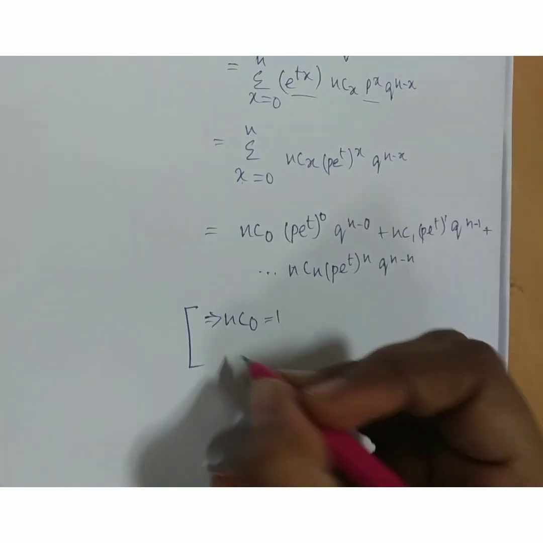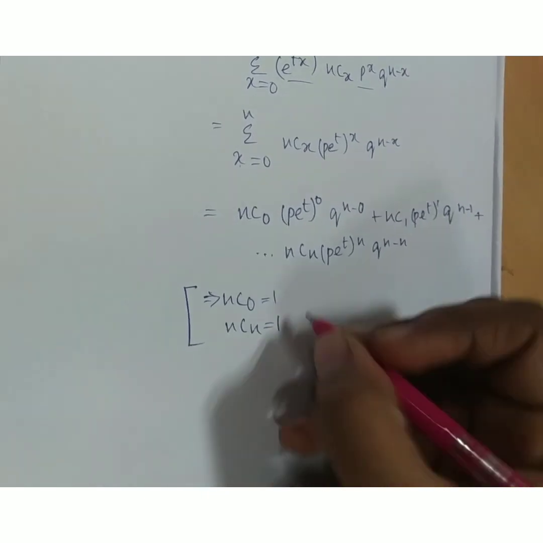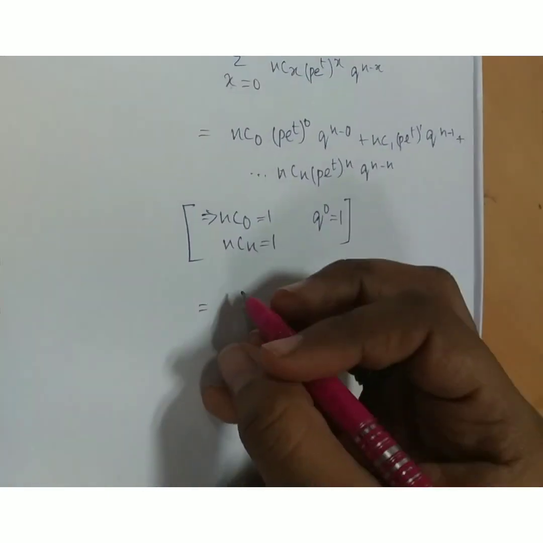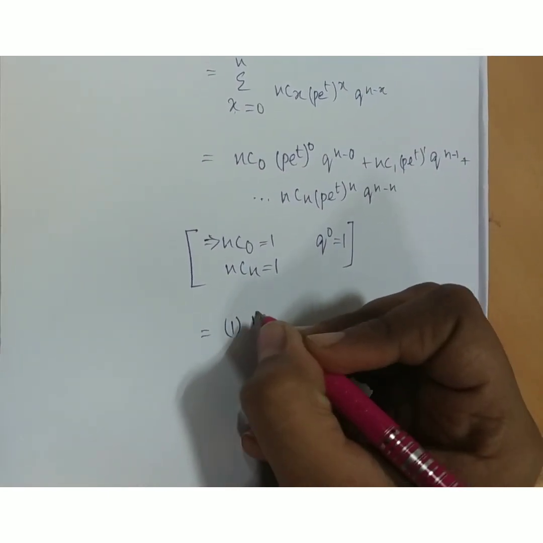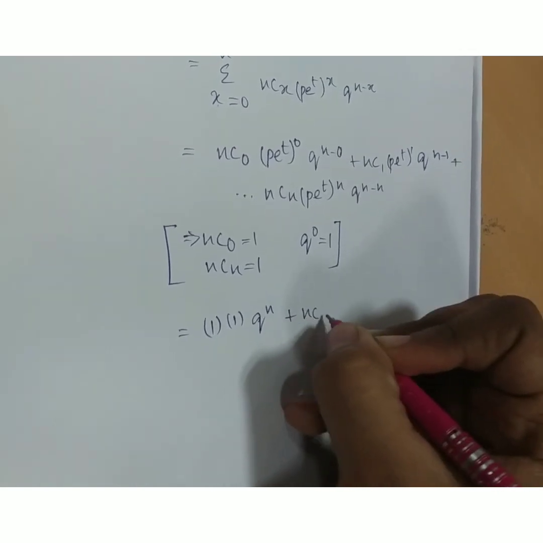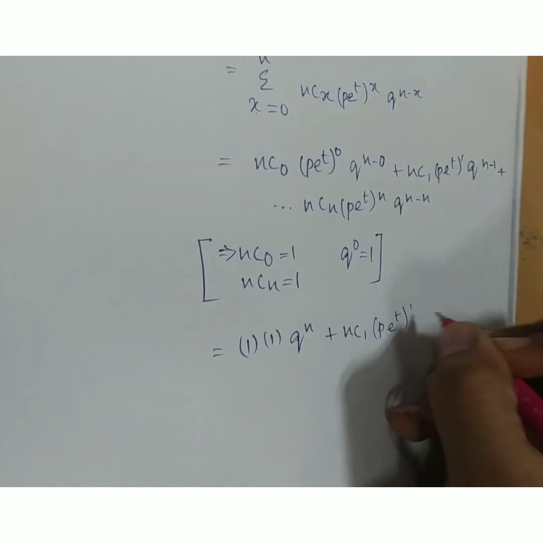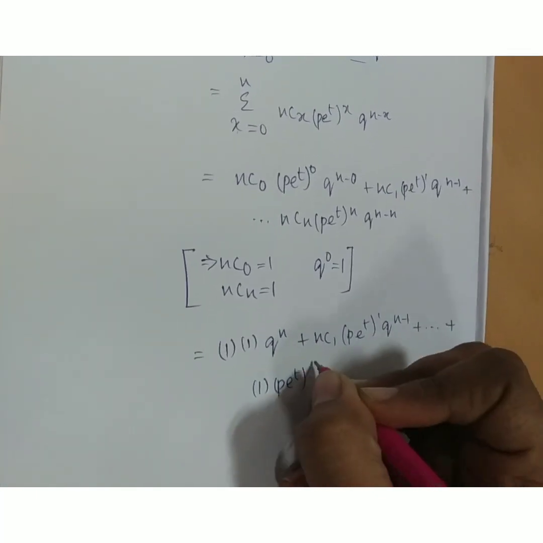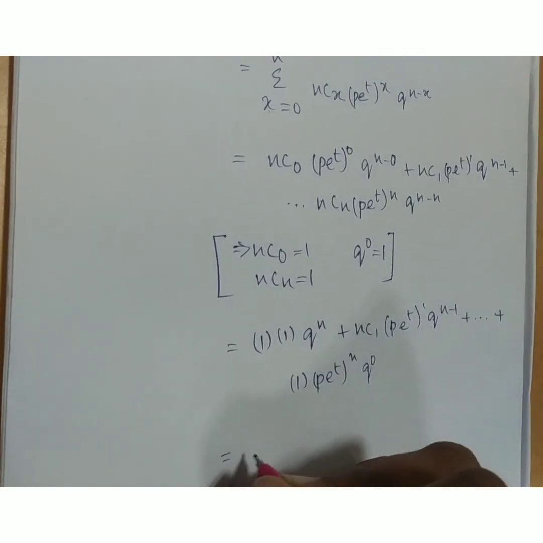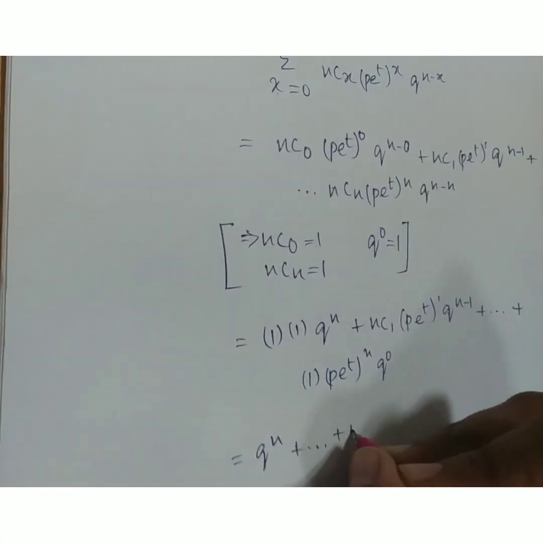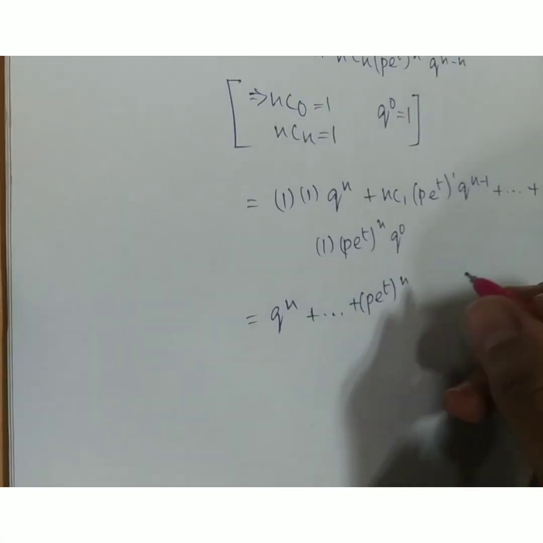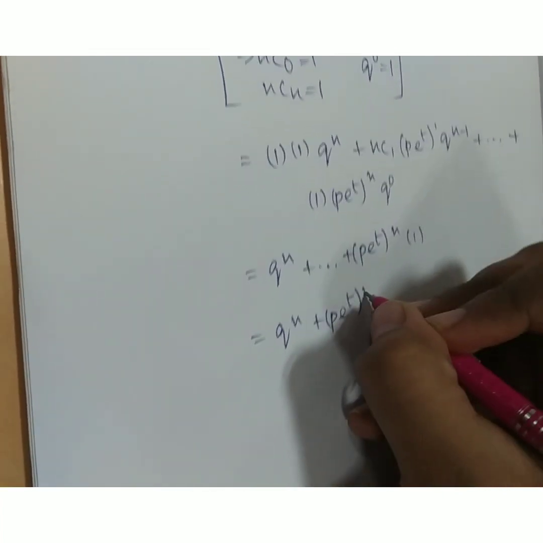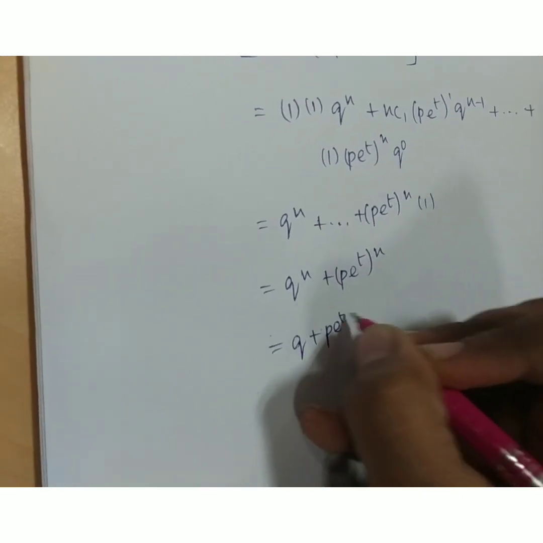Then nC0 is equal to 1, nCn is equal to 1, and something power 0 is also equal to 1. Substituting these in the above equation, we get q^n plus nC1 (p e^t)^1 q^(n-1) plus etc. (p e^t)^n. Then combining these two values, the power n is common, we get (q plus p e^t) the whole power n. And this is the formula for the moment generating function of a binomial distribution.